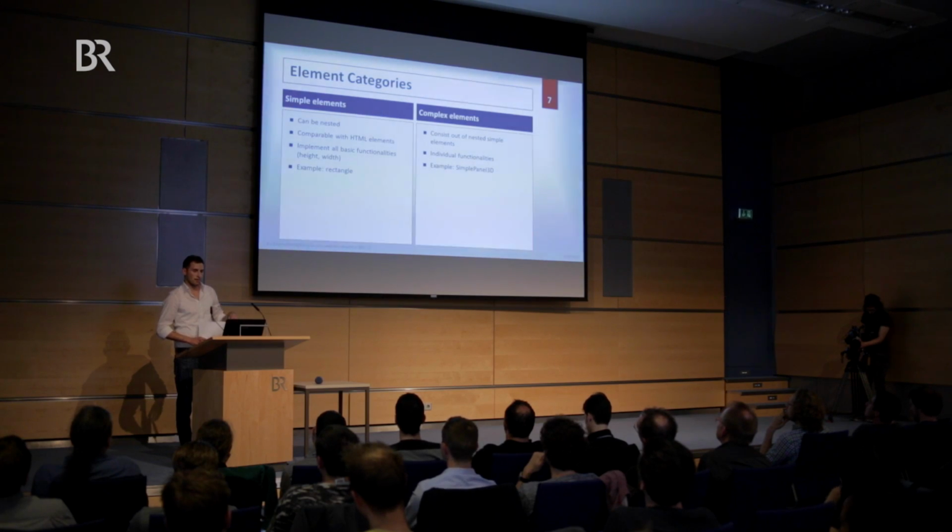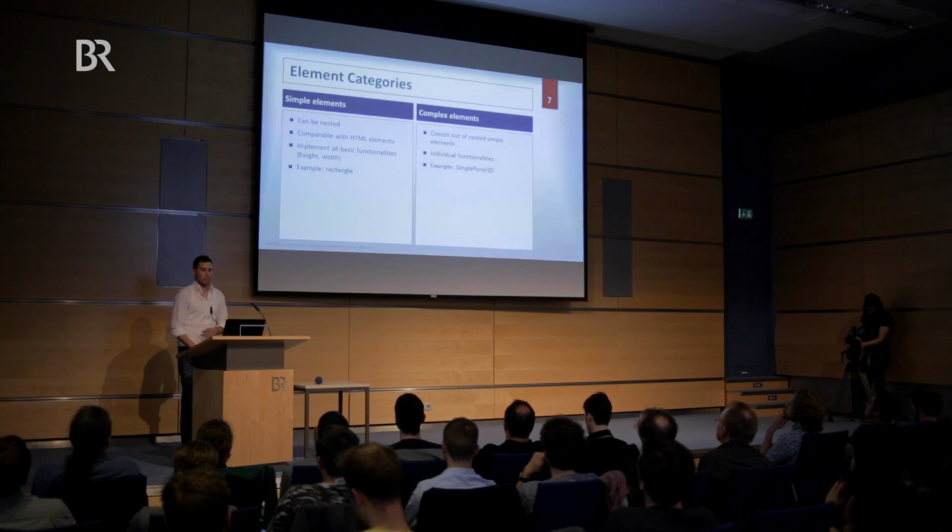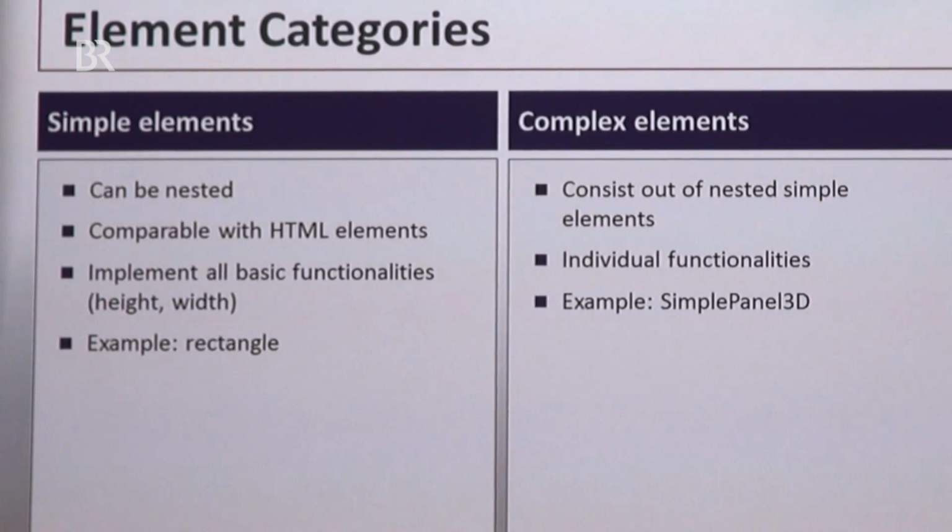You have two element categories. It's simple elements and complex elements. Simple elements is like the rectangles we've seen before. They can be nested, and they're like HTML elements a little bit. And they have all basic functionalities like width, height, and so on.